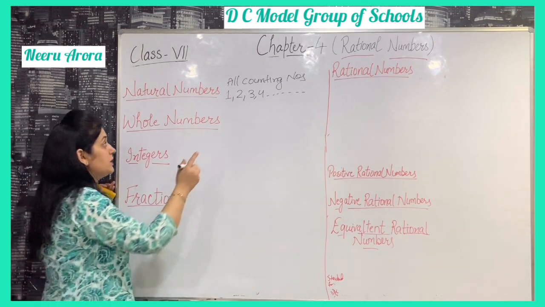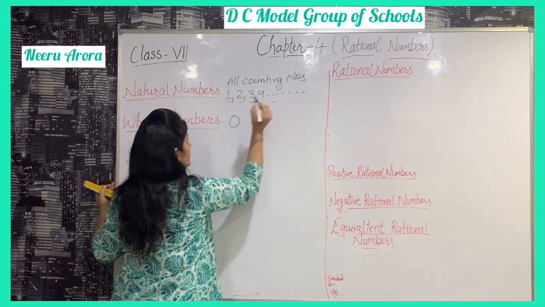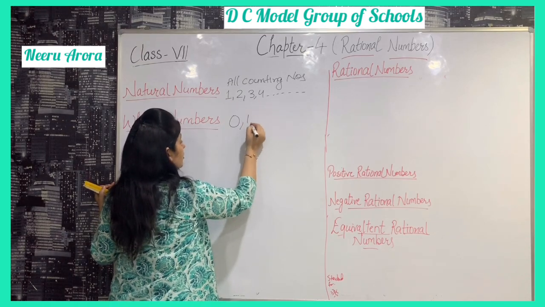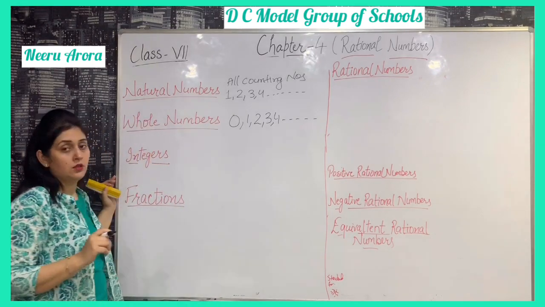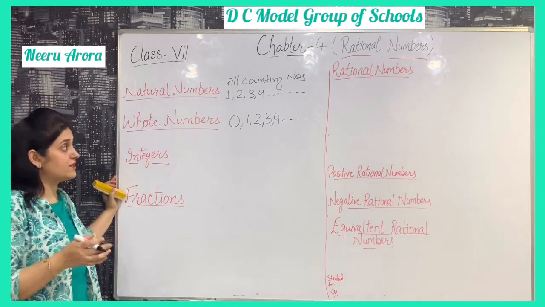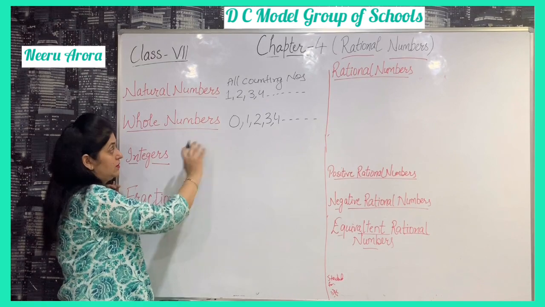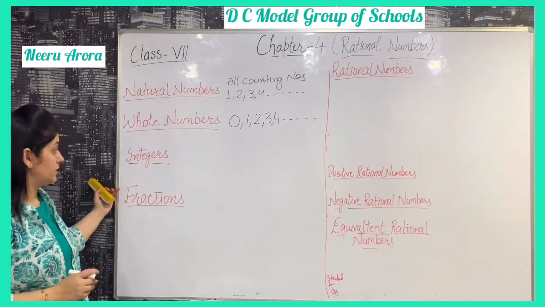All natural numbers with 0 are called whole numbers. Natural numbers are there, and only 0 is added to this. So this is called whole numbers.